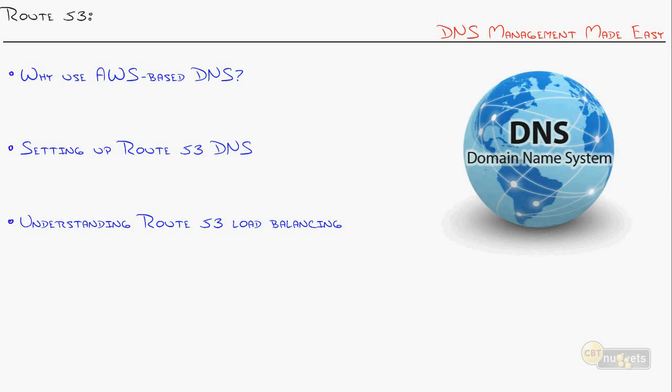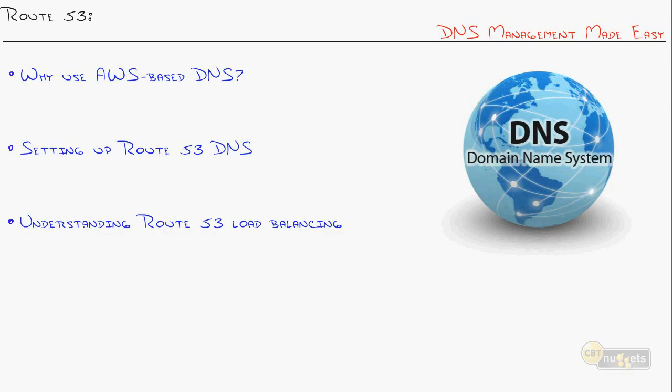Route 53, DNS management made easy. Gotta love Amazon's creative naming on this stuff. Just so happens that DNS uses UDP port 53 and the mystery is exposed. So let's talk about what this is all about. We're moving into the next product in the AWS suite of offerings that Amazon is giving us.